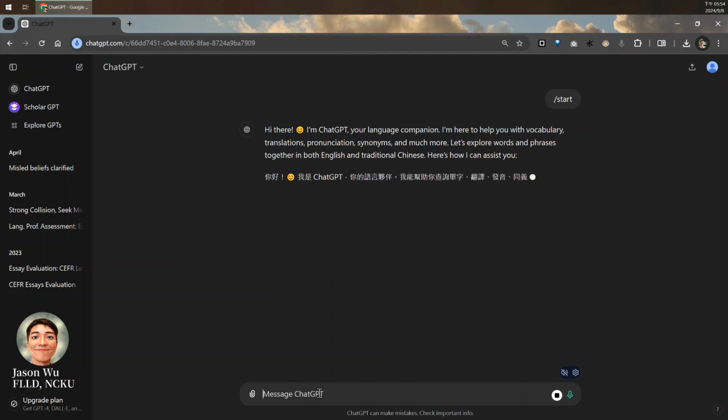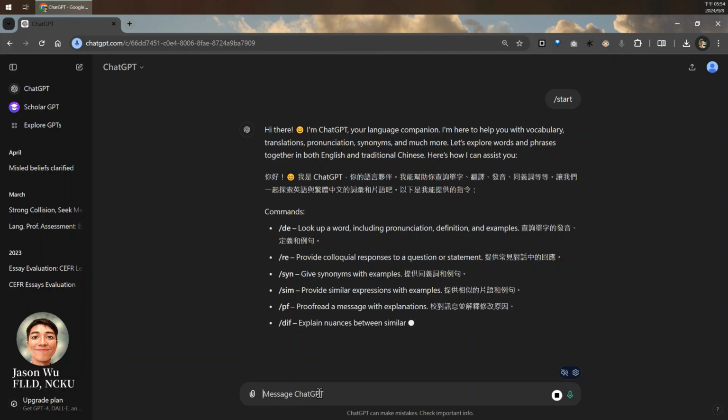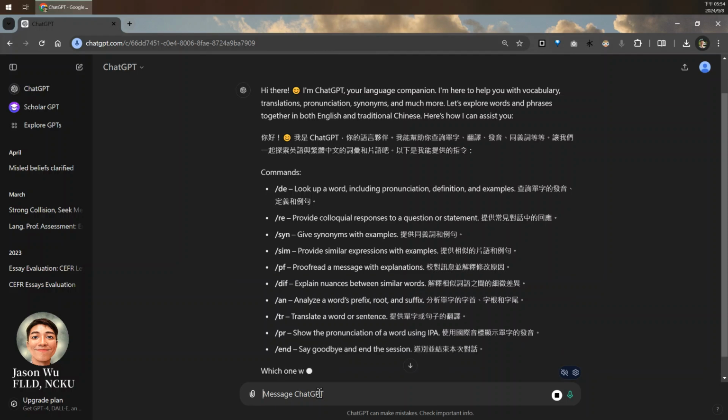You see, here's the first response from ChatGPT. Because in the prompts, I asked ChatGPT to show the instructions first, so you will see a list of commands. These commands are set by me so that I can use abbreviations to communicate with ChatGPT and then get the results I want. Let's try a word.